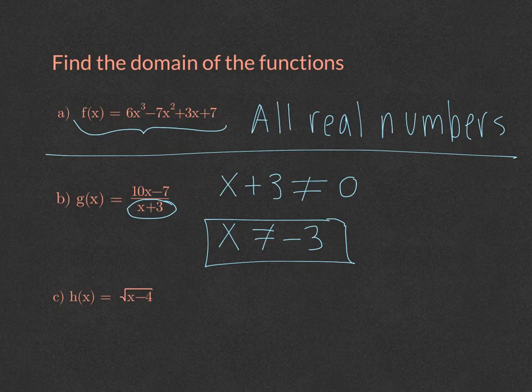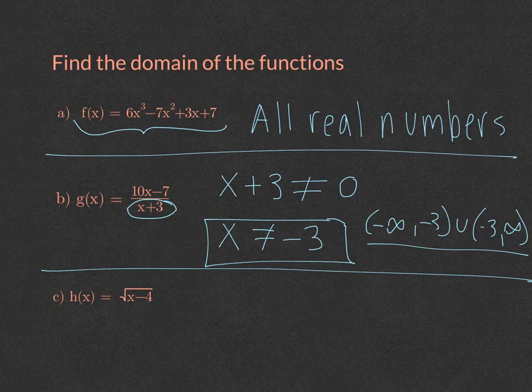Now there's a couple ways to write that domain. This is set builder notation. The other way would be interval notation, which means x can be from negative infinity to negative 3, union negative 3 to infinity. That is just an interval notation way to include every number except for negative 3.